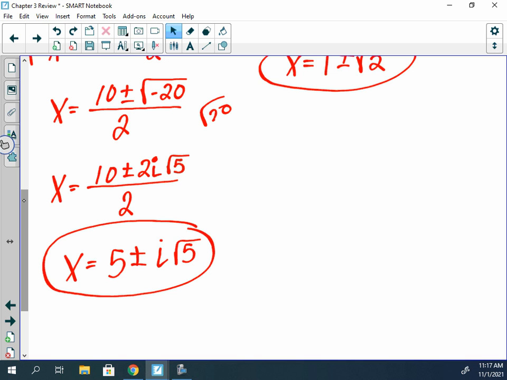And that would be our answer. Now, because of the imaginary parts, the only two ways that we could actually have solved this is by completing the square or the quadratic formula. Those are the only two that would really work for this here because of the imaginary terms. Any other questions on 19?